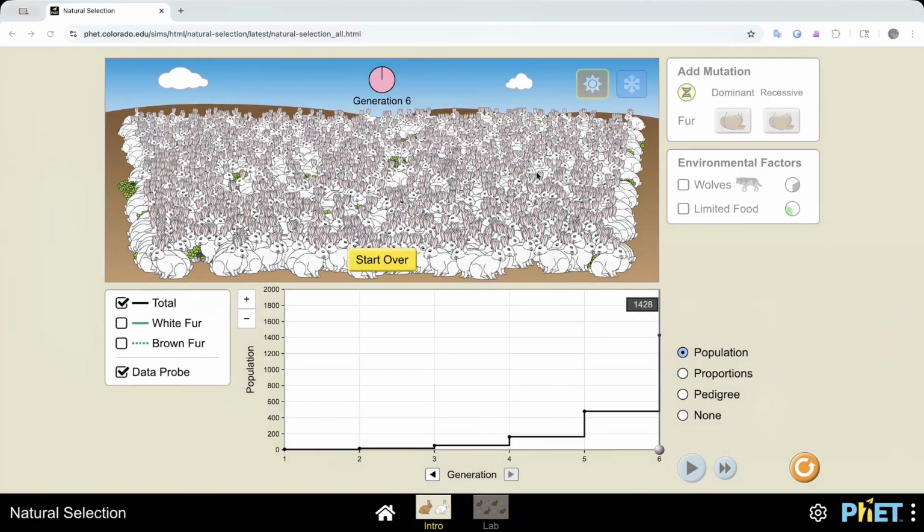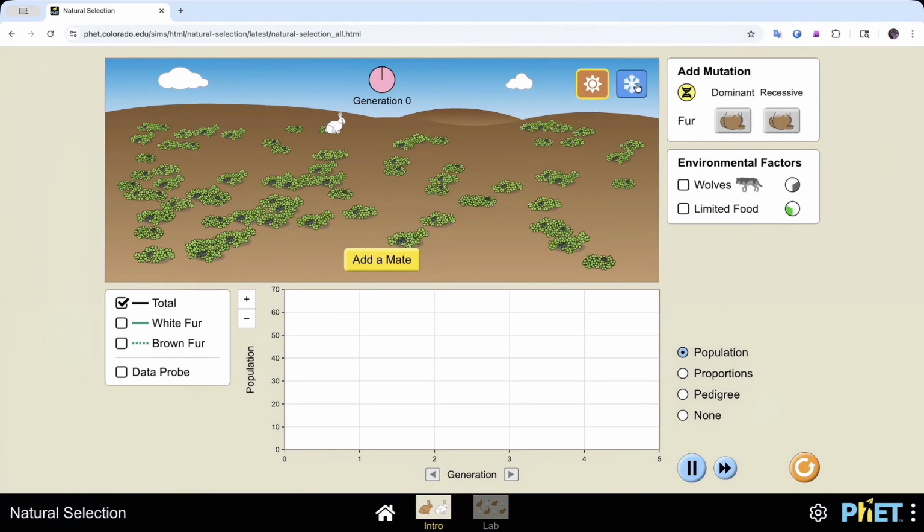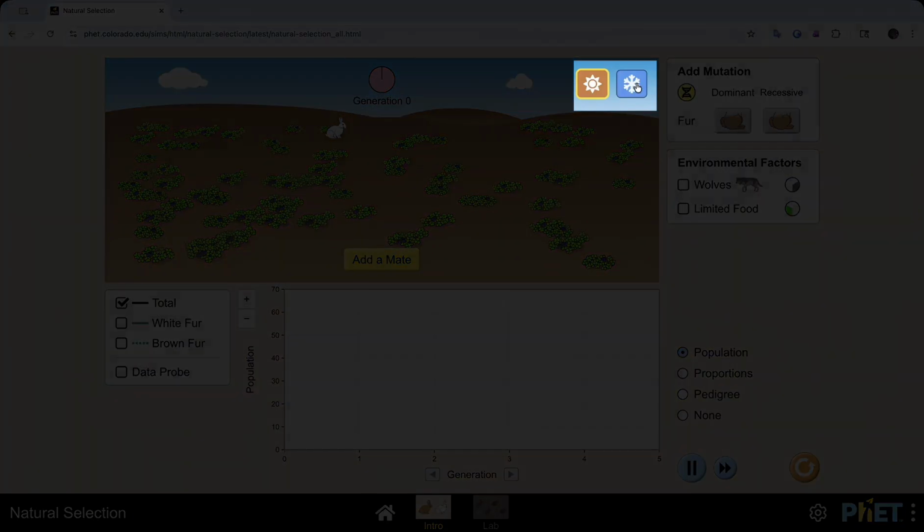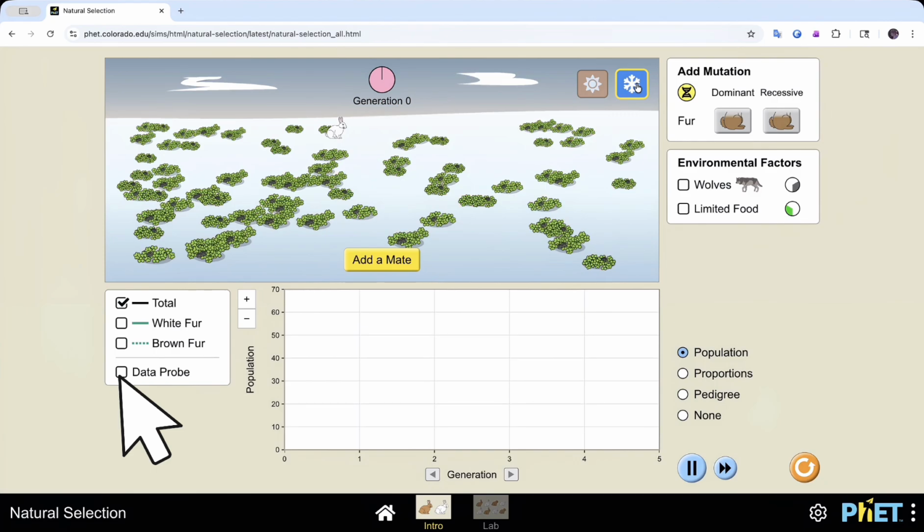Click the orange restart button in the bottom right corner to reset the simulation. Now before we add a mate, we need to change the environment. Look for the environment toggle in the upper right corner of the screen. Click the snow button and switch from desert to Arctic. You will see the background change from sand to snow. Now click Add a Mate and watch the population grow until we reach Generation 3. You can use the fast forward button to speed up time.